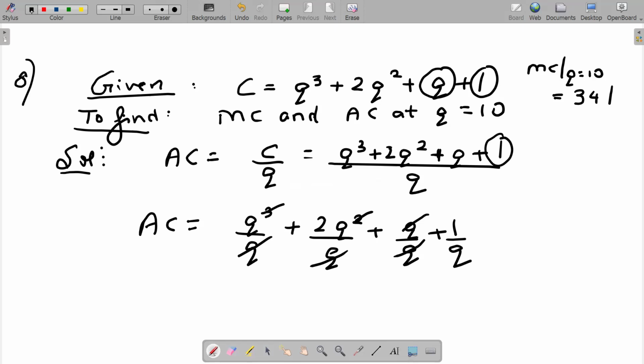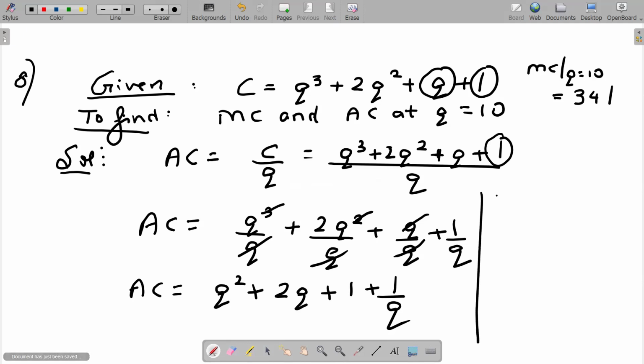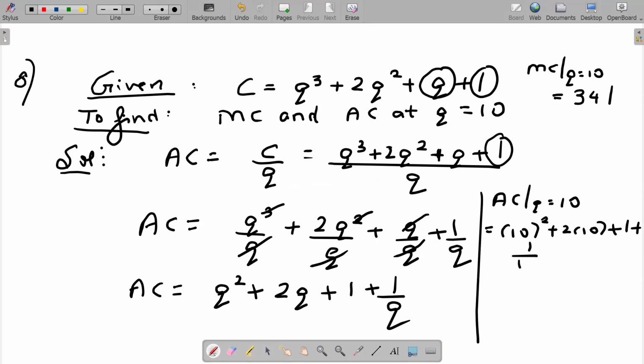So Q cube by Q is Q square. 2Q square by Q is just 2Q. Q by Q is 1 plus 1 over Q. And now if I evaluate average cost at Q equal to 10, I get 10 square plus 2 times 10 plus 1 plus 1 over 10. So this is 100 plus 20 plus 1 plus how much is 1 over 10? 0.1. So my answer is 121.1.